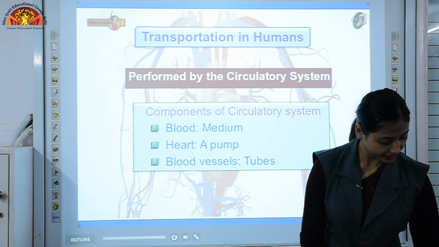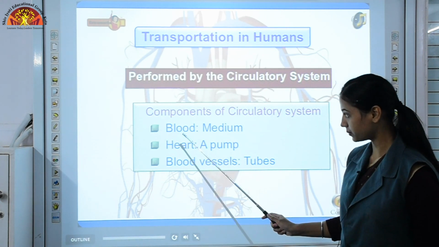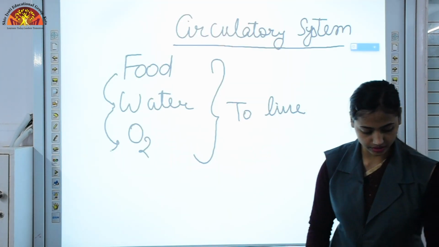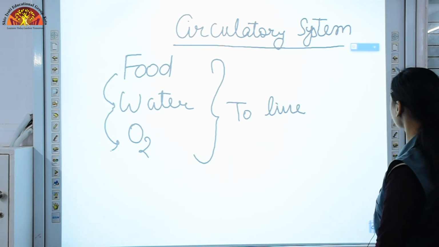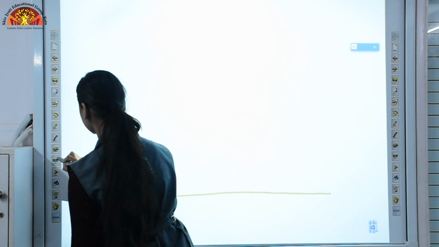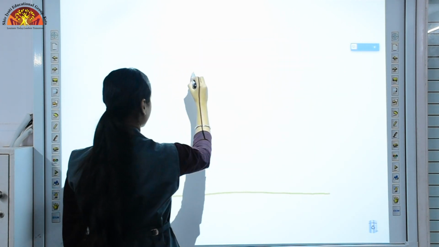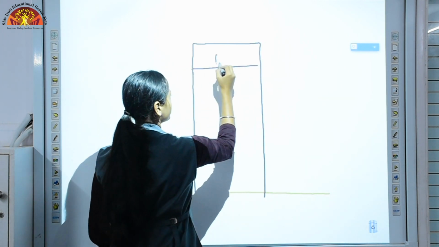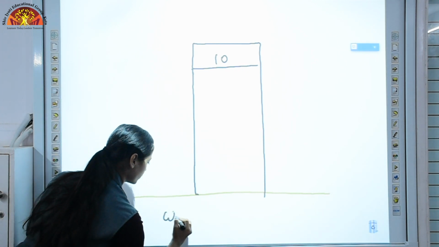Now what are the main components of the circulatory system? The components are blood, heart and blood vessels. Now how does it take place in our body? Let's take an example, a day-to-day life example. Suppose this is a building in which you live and it has 10 floors and you live on the top floor, the 10th floor.